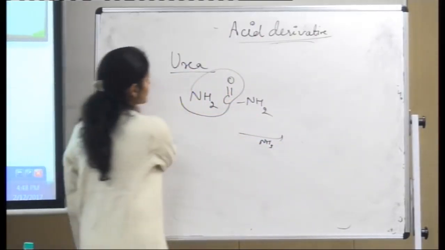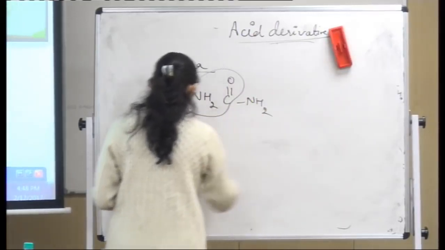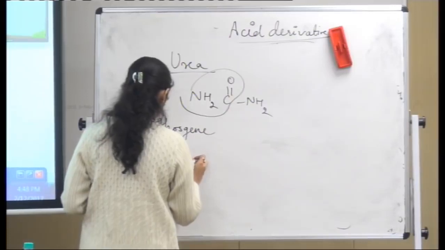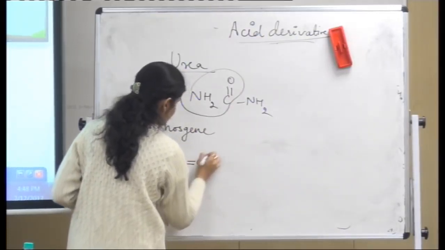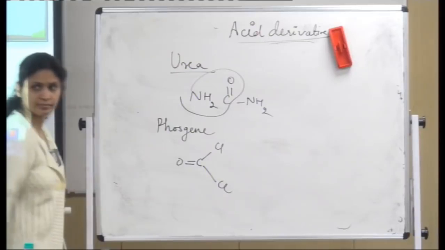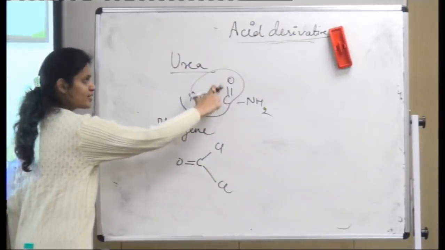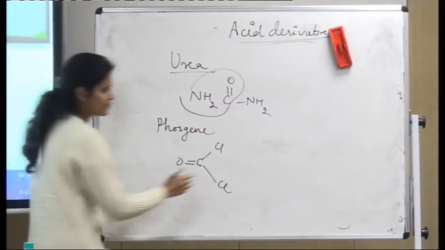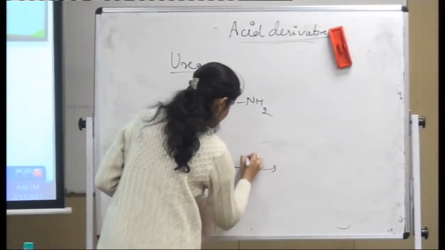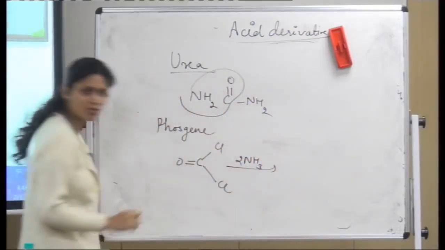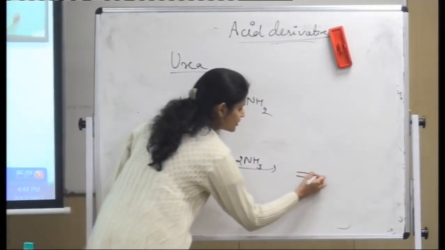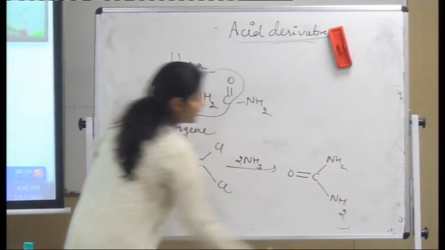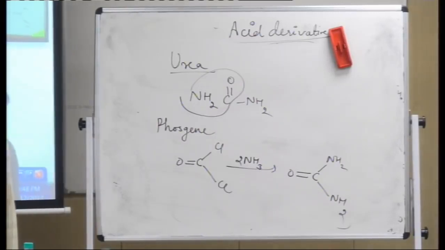So what should I use? Suppose I can prepare it using phosgene. Phosgene is COCl2, like this only. If I replace the chloro groups by the amino group, which I can do easily using ammonia, and if I take 2 molecules of ammonia, what will happen? I'll get urea only, right?